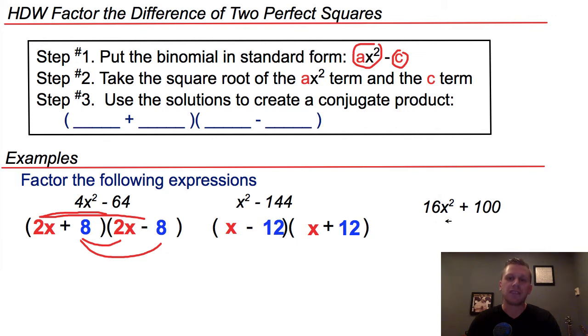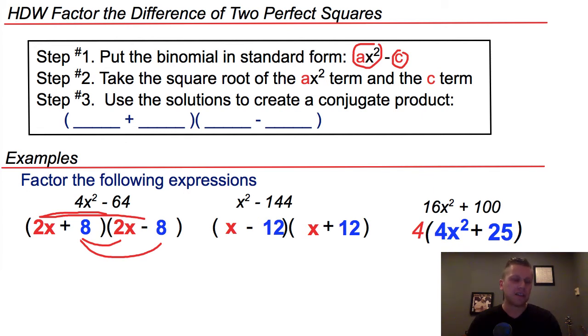The GCF of 16x squared and 100 is just 4. I do not have a variable GCF because 100 doesn't have a variable. So here I can factor out a 4. 16x squared divided by 4 is 4x squared, and 100 divided by 4 is 25. This does not factor any further. This is as far as this one will go.